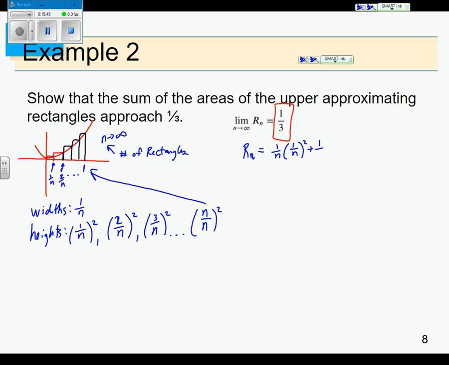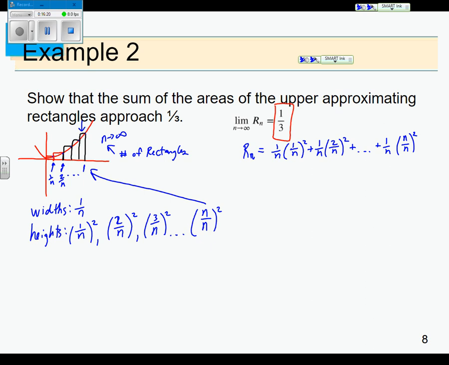I'm going to take the width of the second rectangle, multiply it by the height of the second rectangle. Width of the third times the height of the third. I'm just going to keep going until I get to the very last rectangle. Suppose this was the infinite amount of rectangles. This was my nth one. That means that its width is 1 over n, and its height is n over n squared.